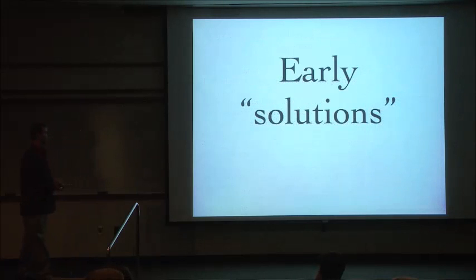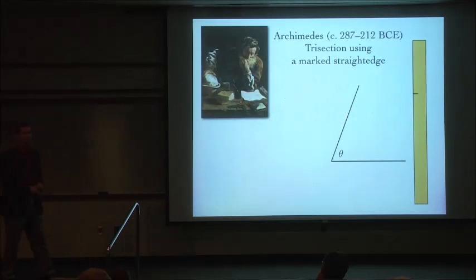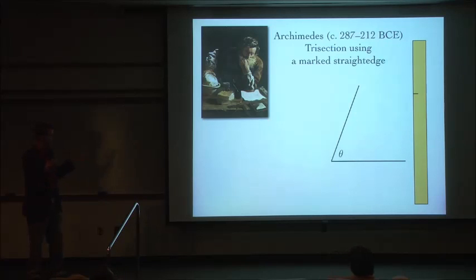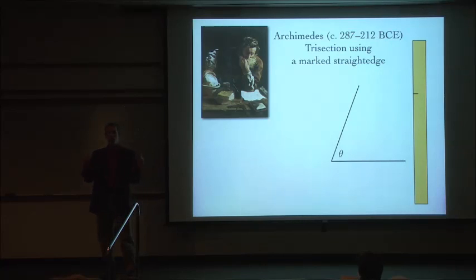So now let's turn to early solutions. I put solutions in quotation marks. I told you that these are impossible, so you might ask, how are you going to show me solutions to this? Well, it turns out if you tweak the rules a little bit, you are able to solve some of these problems. So the first one is due to Archimedes, who is one of the greatest mathematicians of all time. And what Archimedes noticed was that if you took a straight edge, and your straight edge had one mark on it, any mark, anywhere, he could trisect an angle.